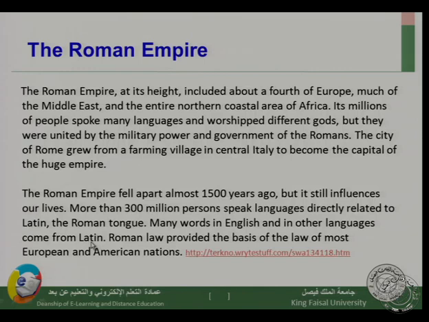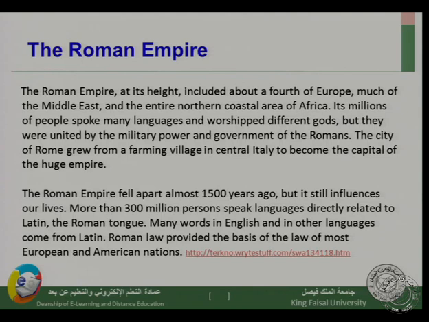So Latin is a very important language, like Greek. So we have Greek, Latin, as well as other important languages. Roman law provided the basis of the law of most European and American nations. So they learned from the Roman law.